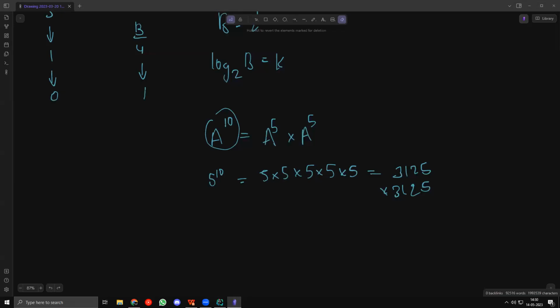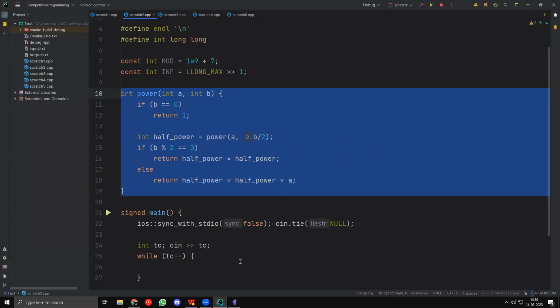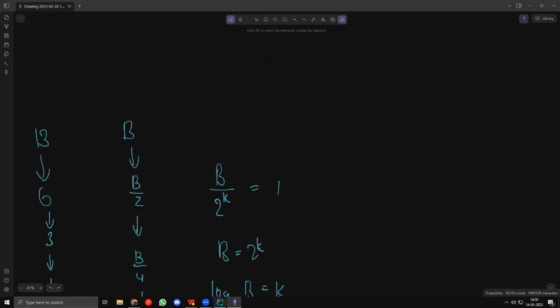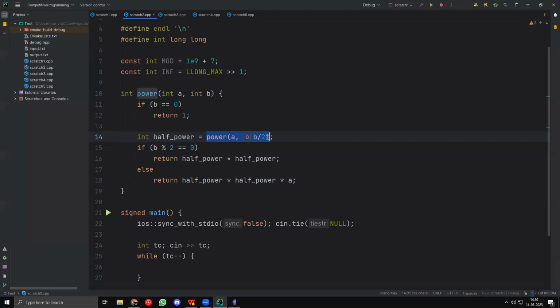Okay, now let's come to what Vineet asked. Vineet asked, can we just take this is equal to power a comma b by 2 times power a comma b by 2? And now since we are multiplying this already, we don't have to take this. We can just do this, right? We can just return the value. I'll just take value here. It's not half power, it's full power basically. So we'll take value and something like that.